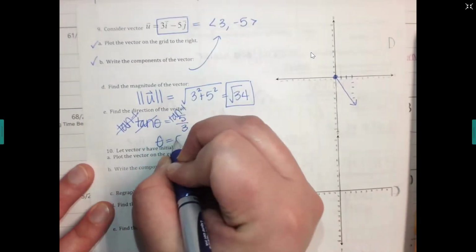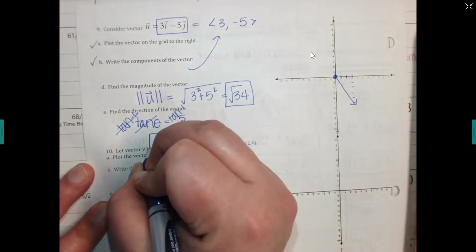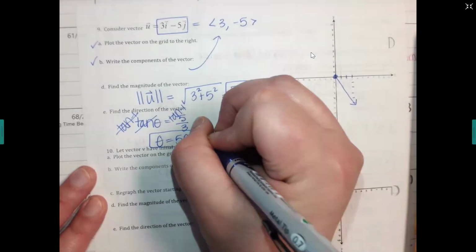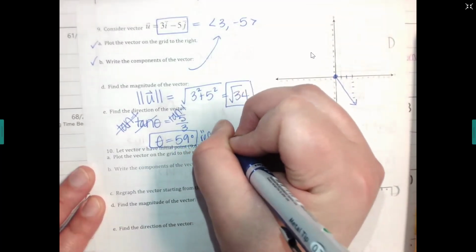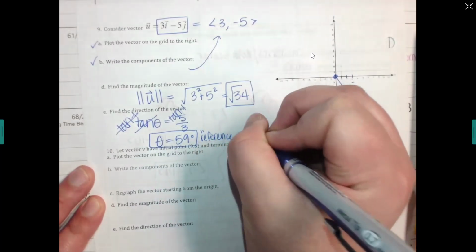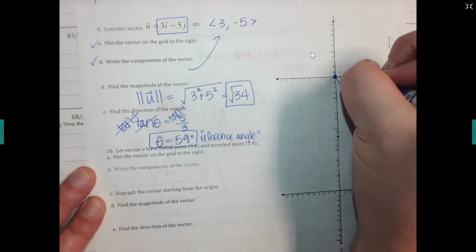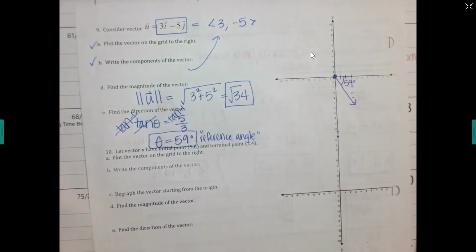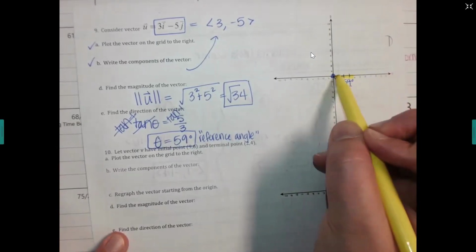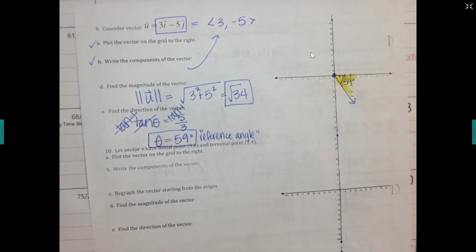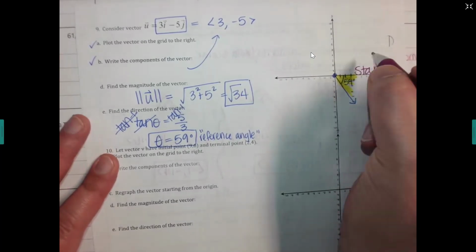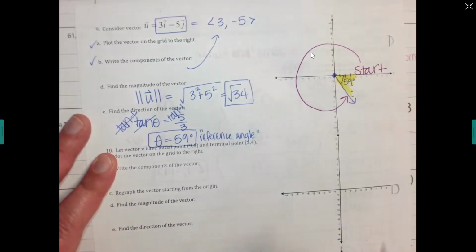Now, quick question. 59 degrees, is that the final answer or no? No, that is called the reference angle. And remember, once you know the reference angle, that tells you how many degrees are in this part of the triangle. So I'm going to highlight it. This is 59 degrees. Okay, but remember, that is not where you measure direction from. Direction has to be measured starting at the positive x-axis, and you have to rotate this way.